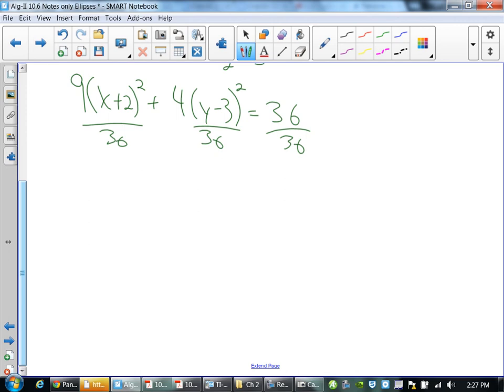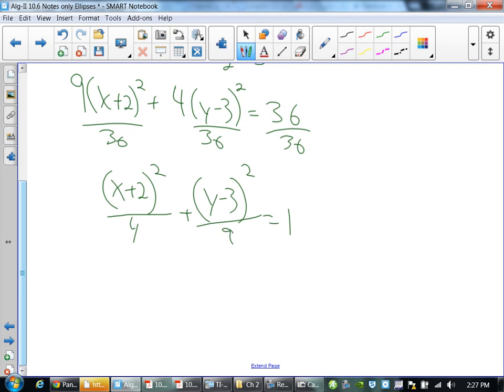It's a circle. How do you know? If it was a circle, the A and B value would be the same. Here you don't get the same value for A and B, because what's 9 over 36? It's x plus 2 quantity squared over 4. And the other one would be y minus 3 quantity squared over 9. And this is how you're able to distinguish between an ellipse versus a circle.